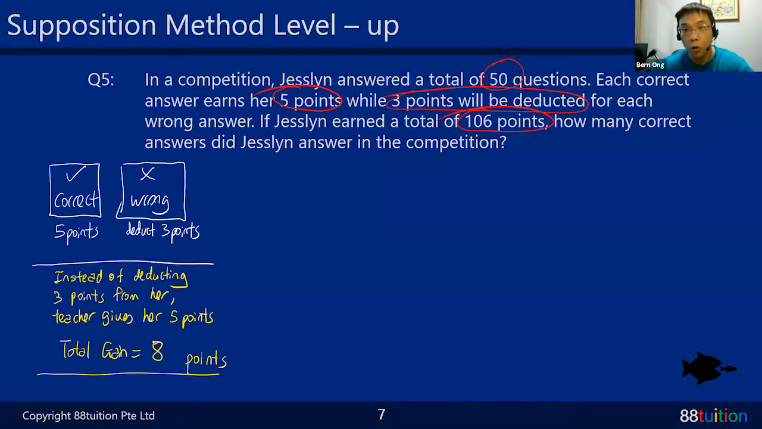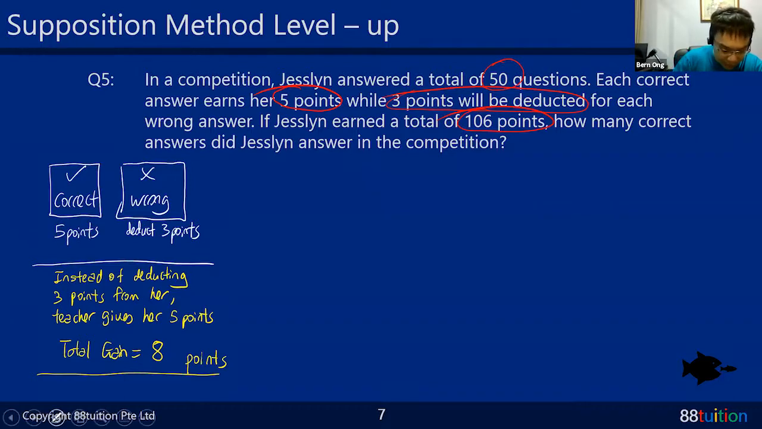Very good. So instead of removing $3 from you, I never take the $3 from you. I really never. I give you $5. So what happened? Total, you gain $8. Yes, Brandon, you got it correct. Shirley, Victoria, all 8 is correct already. That means you are there already. So this our question is what? Supposition level up.